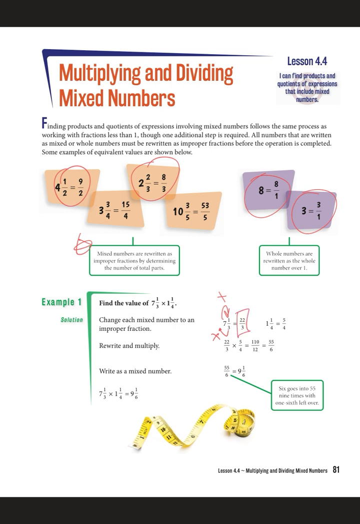Same thing with 1 1/4. They take 4, multiply it by 1, which is 4, and then they add 1, which is 5. And that's how they get 5/4. And then what you do is you rewrite and multiply. And then you write it as a mixed number. So you want to simplify your improper fraction. So once you get 55/6, you write it as a mixed number by simplifying it. So anywho, moving on.